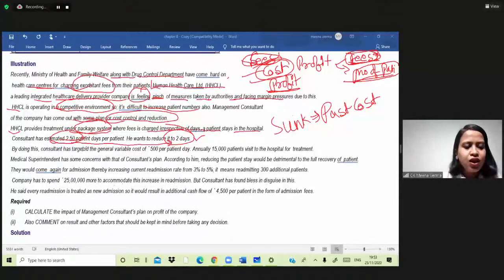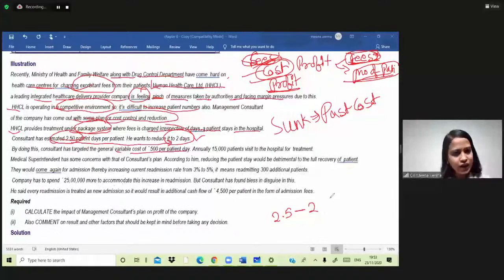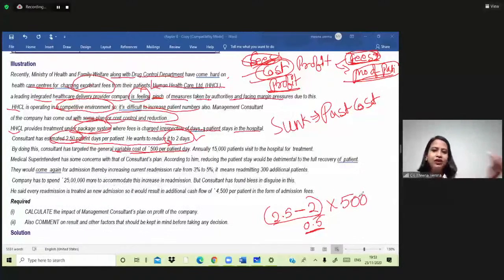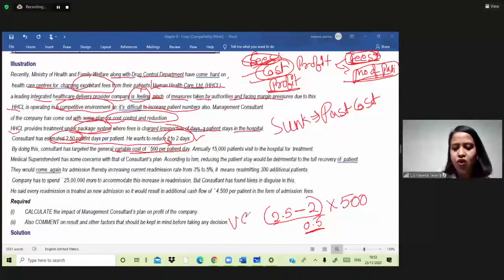By doing this, the consultant has targeted the general variable cost. Previously 2.5 were the patient days. Now they have reduced it to 2 days. So they are reducing this 0.5 days, and on that they are reducing the variable cost. The variable cost is rupees 500. So while reducing the patient days in the hospital, they are saving this variable cost.